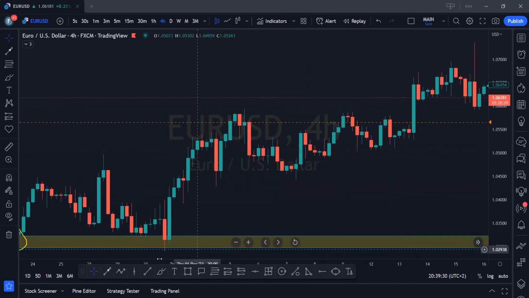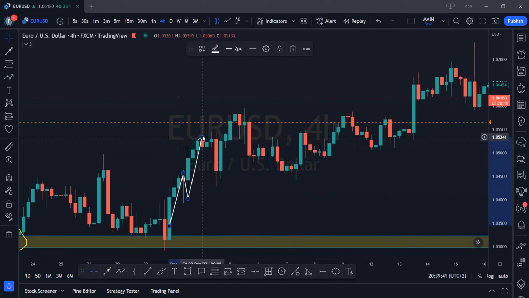All right, so price is coming up like this. Okay, you can see this structure here. So price at this point came down and then price came up, right? All of this is an area of support.